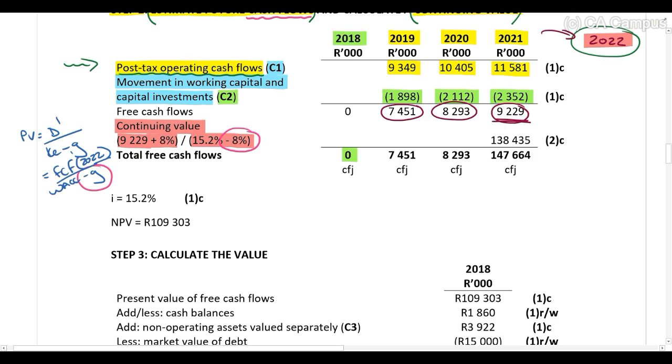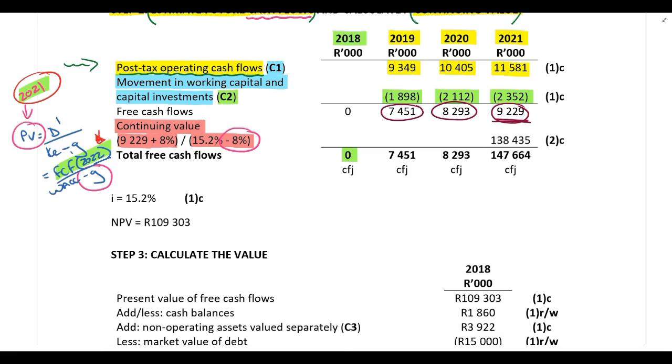All right, and then you calculate your present value. But remember, guys, this jumps back 1 year. If you are including the free cash flows for 2022 in your calculation, this is going to jump back 1 year and give you a value in 2021. So the value that you've calculated over there, you add to your cash flows for 2021. You can then total all of your cash flows.